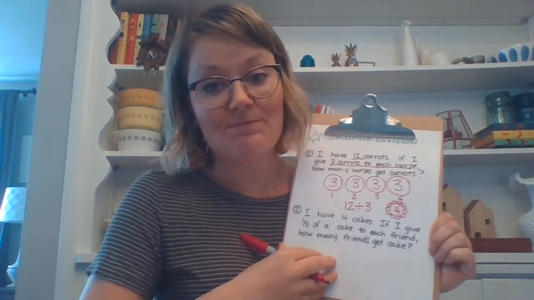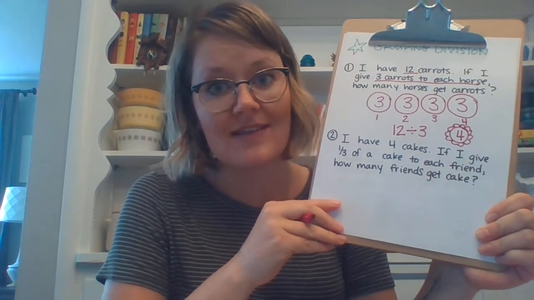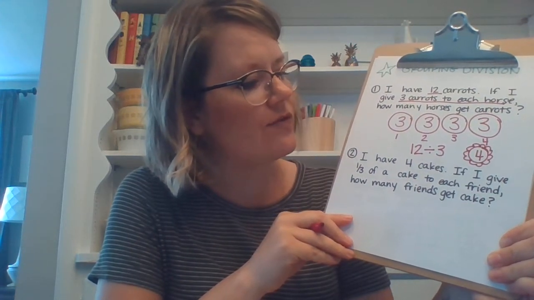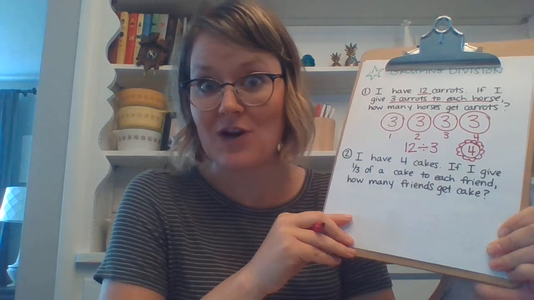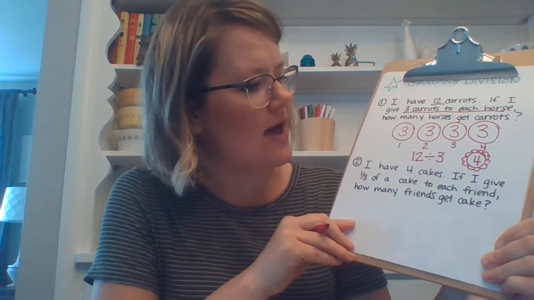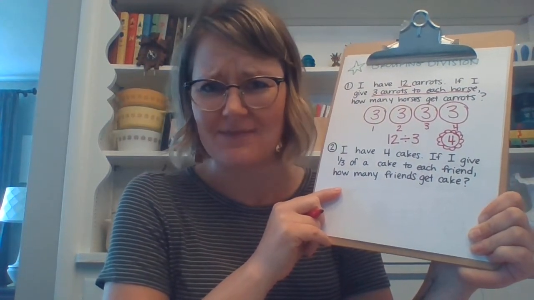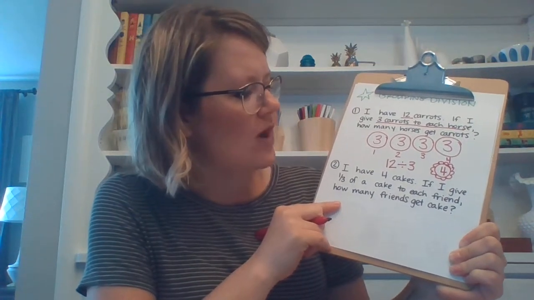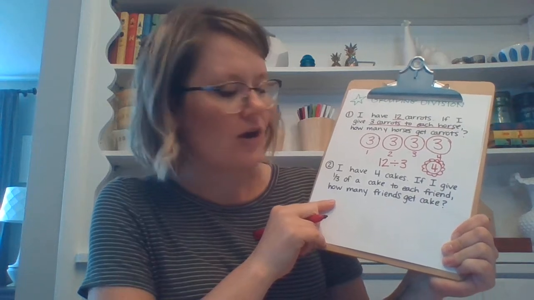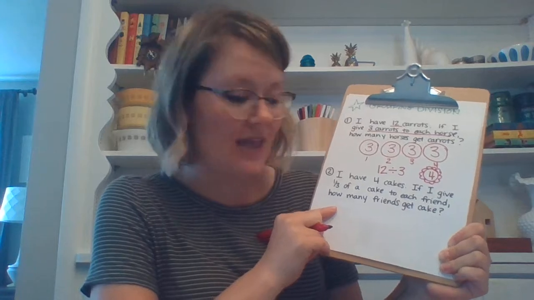Okay, next one. Again, this one is where it's going to really count because now you're going to see that we're dealing with fraction division. So in this case, I have 4 cakes. Again, we're talking about cakes, just like in the sharing problem. 4 cakes, and that's the total thing that I have, the total amount. So that's going to be my dividend. If I give 1/3 of a cake to each friend, how many friends are going to get cake? So we're looking for the number of friends that will get cake.